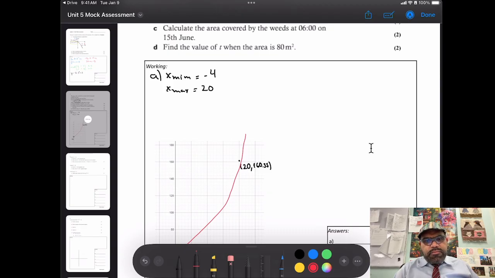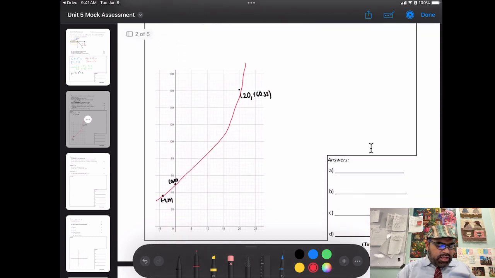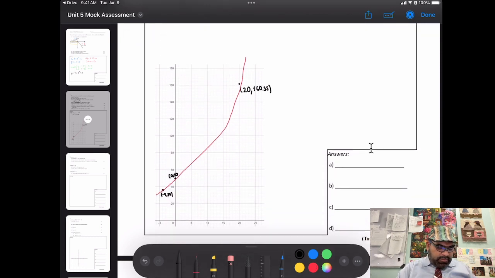Let's go now to find out these other things. B, explain what the negative values of T represent. Guys, these negative values here mean days before June. This is days before June, before June 1st, before the month of June. That's fine.